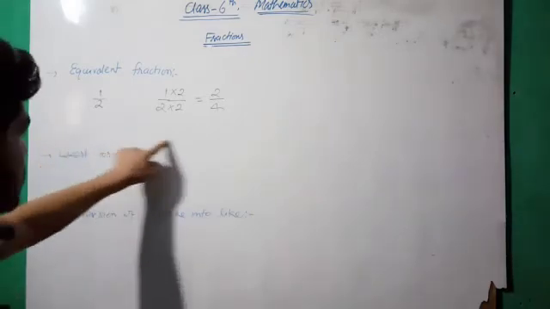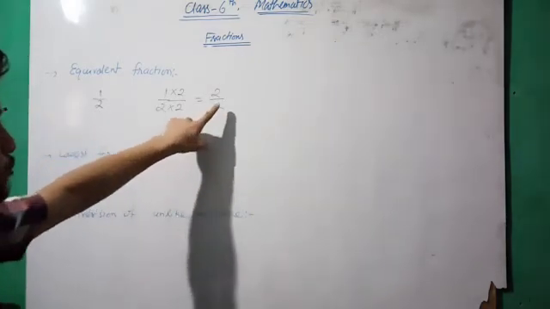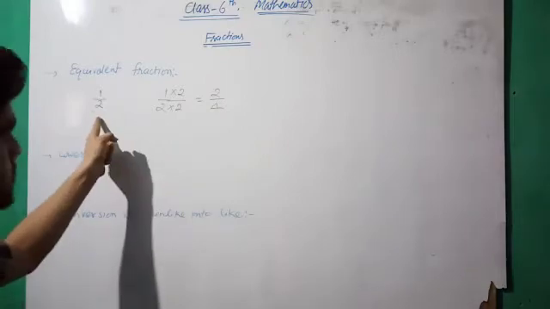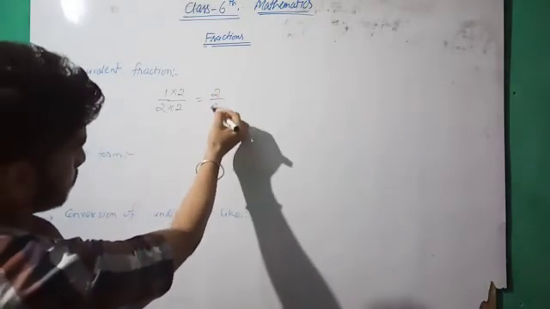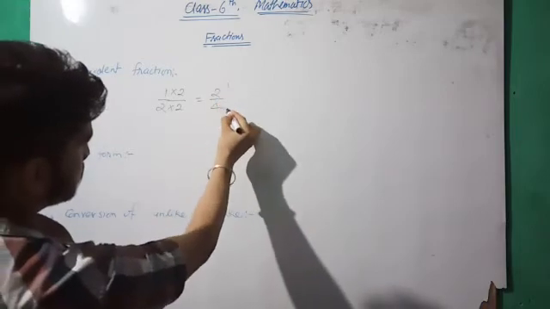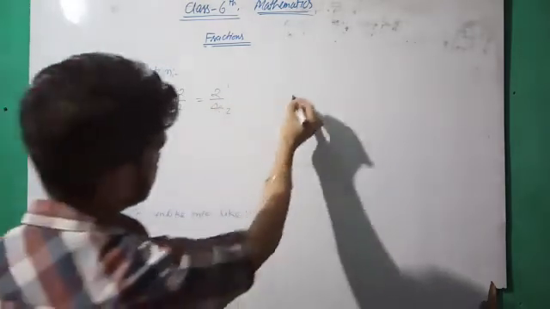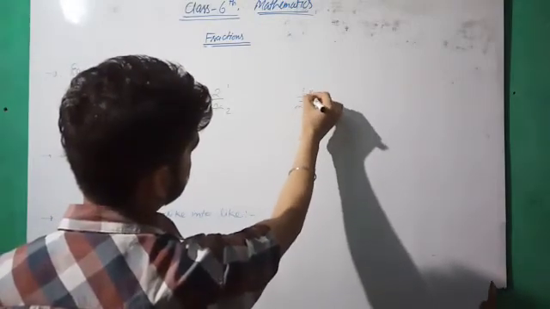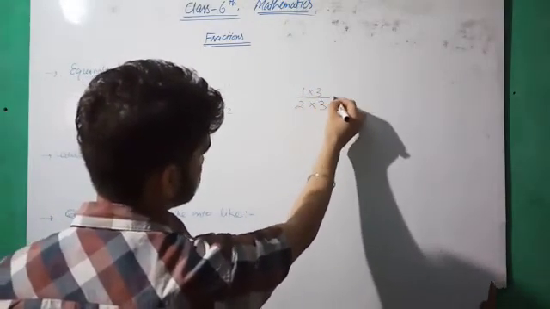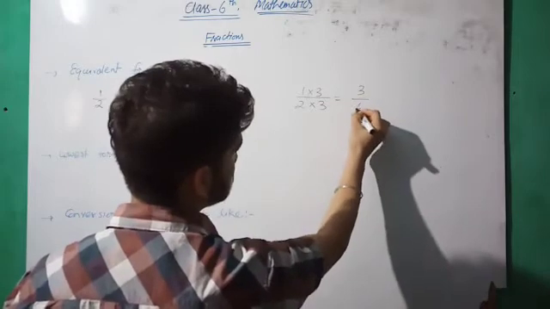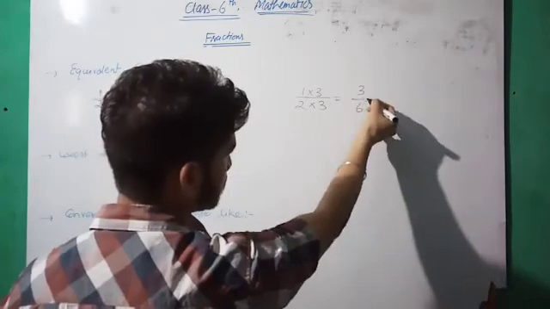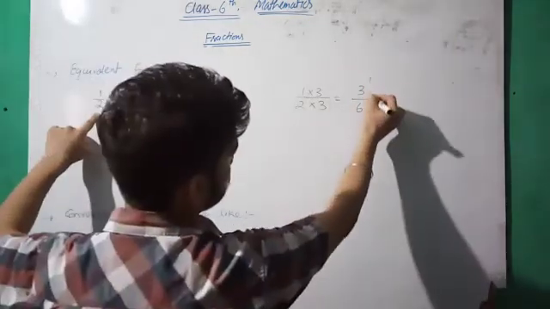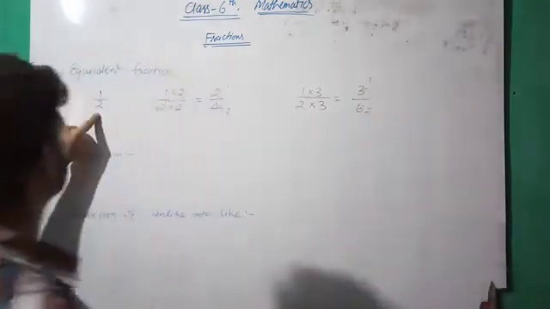So these two are equivalent fractions because we can convert this fraction into that fraction. If you divide numerator and denominator by 2, it becomes 1 and 2. Again 1 by 2 into 3 into 3, so this becomes 3 by 6, another fraction. If you divide the numerator and denominator by 3, then 3 ones are 3 and 3 twos are 6. Again it is in the form of 1 upon 2. So these are the equivalent fractions.